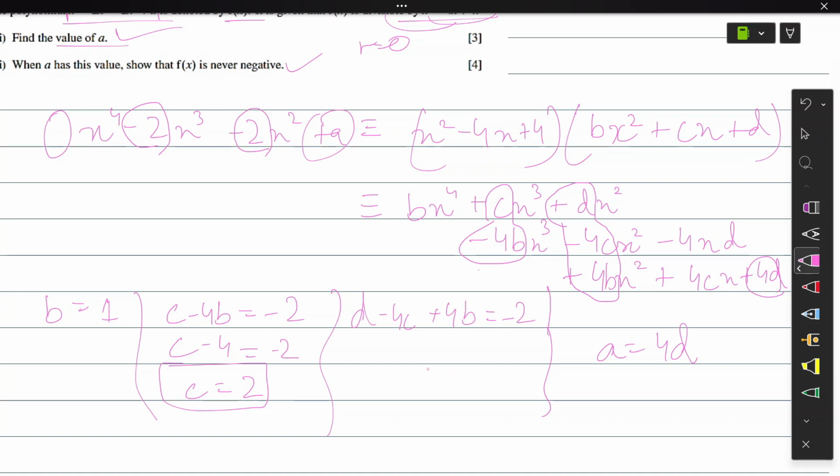माइनस टू ही होंगे पक्का. हाँ माइनस टू. ठीक है. तो d हमें नहीं पता, हमें ढूंढना है. c हमें पता है, that's 2, and b हमें पता है, that's 1, right?